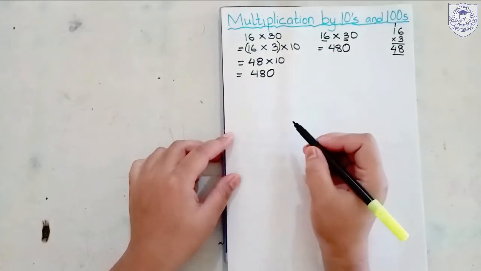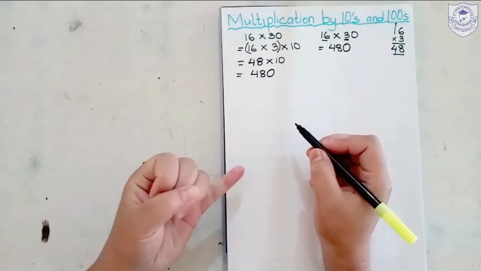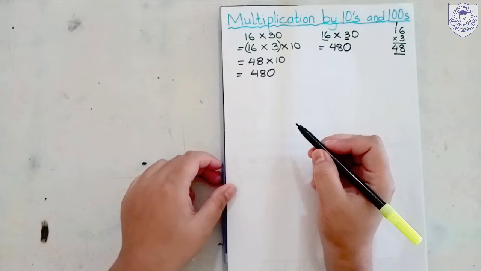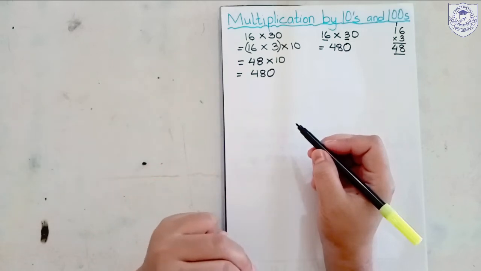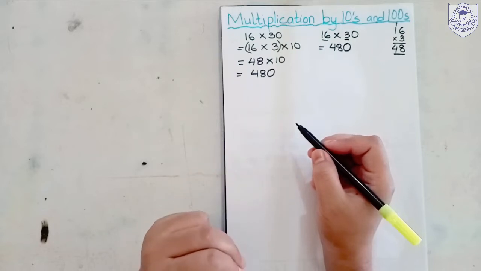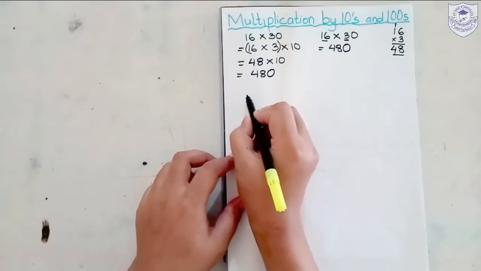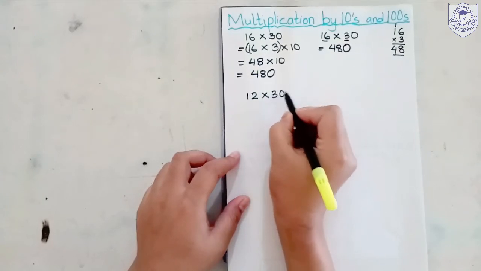Now similarly in multiplication by hundreds, when we multiply any number by 100, 200, 300, 400 and so on till 900, we multiply the number by 1, 2, 3, 4, 5, 6, 7, 8, 9 respectively and put 2 zeros. Since 100 has 2 zeros, we put 2 zeros to the right of the product we obtain. Let me show you an example again. Here we are going to multiply 12 into, let's say, 300.